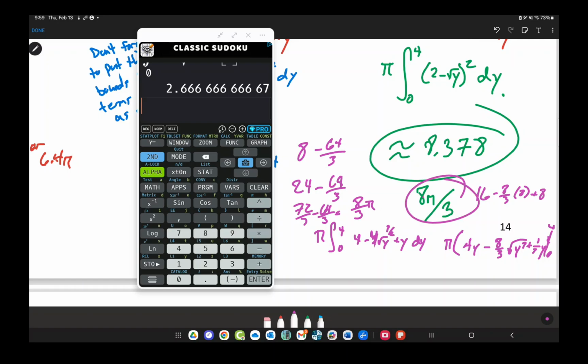So you can do it by hand, but if you don't have to, don't. Again, you have to be careful though, because some of your tests are not calculator. Not like this test, but your AP test will be non-calculator. So you do need to be able to do stuff by hand.